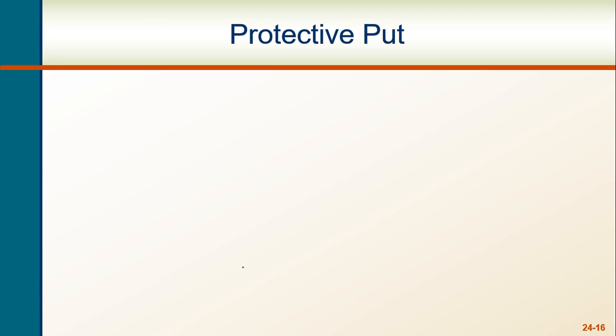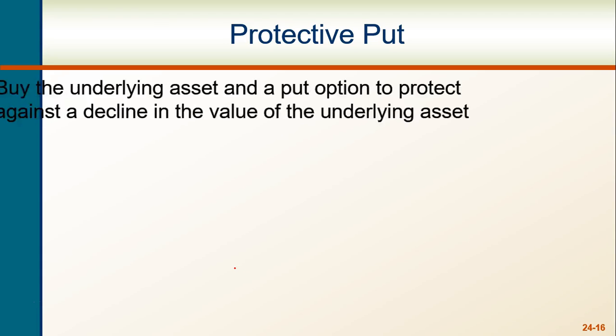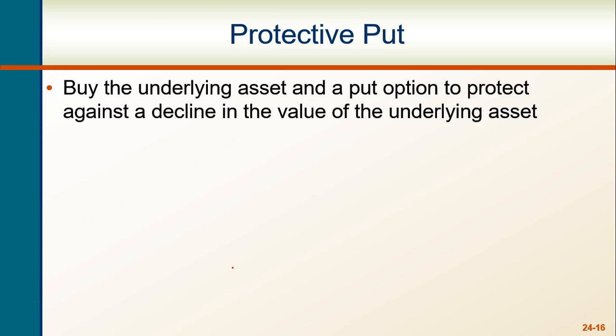So a protective put, also known as a married put, is constructed, ladies and gentlemen, when you have an underlying asset like a share of stock. For example, you buy a share of stock and you are bothered about the fact that the prices of shares might fall later, causing you to lose your investment value. So in order to protect yourself against that loss, you also buy simultaneously a put option on the same stock, and that protects you against a decline in the value of the underlying asset, in this case a share of stock.